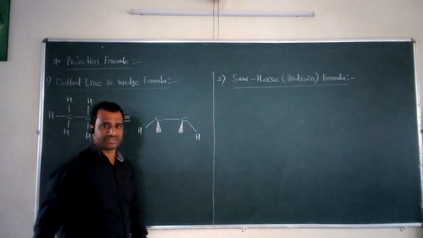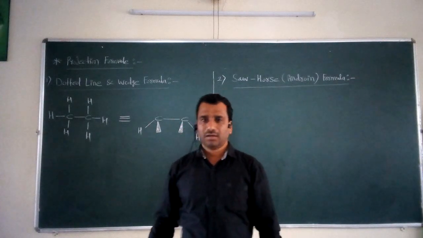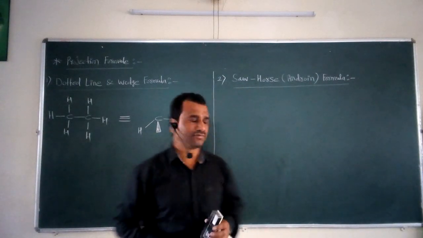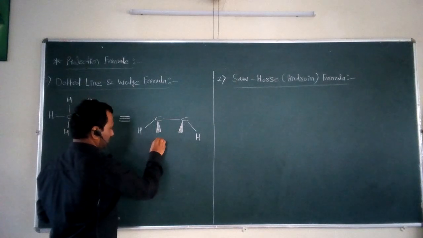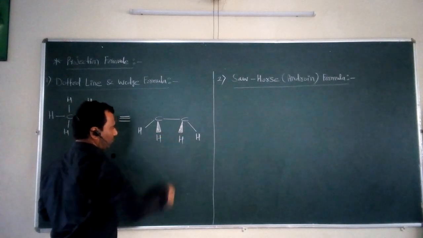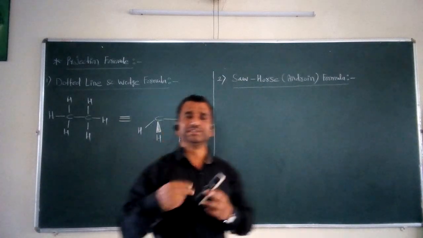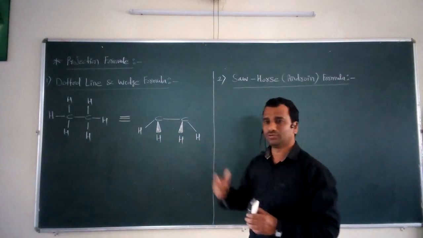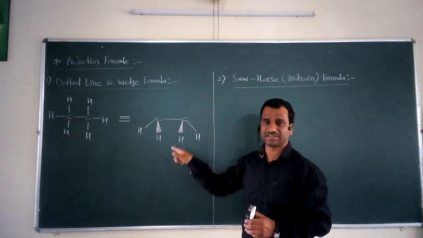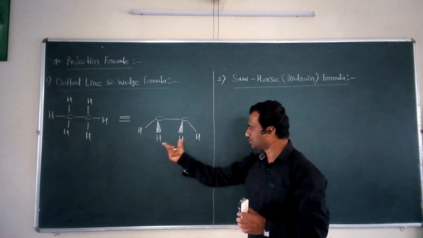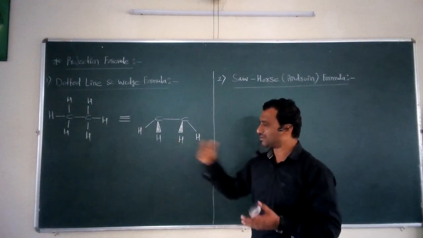Such a type of wedge lines are used for those particular hydrogen atoms which are present above the plane of this regular carbon single bond carbon. So, these two hydrogens are now shown by a wedge line. This wedge line is an indication of the presence of these two hydrogen atoms above the plane.